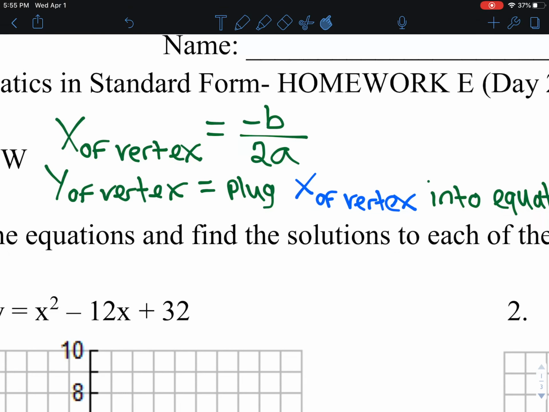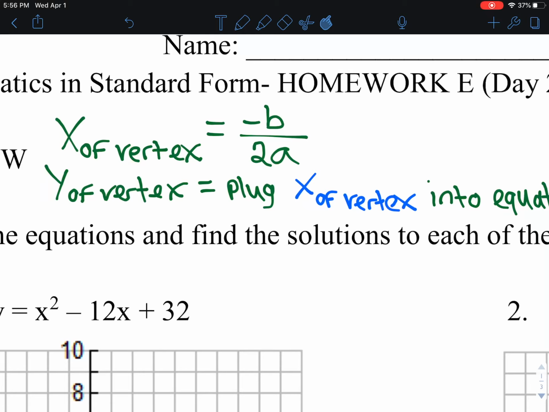Mr. Simonini here. This homework assignment is all about really mixing the idea of graphing in standard form and solving in standard form. And there's actually some vertex form that's thrown into this homework assignment. So it's a little bit of a review of what we did last week and what we're doing this week. So it's a good homework assignment.